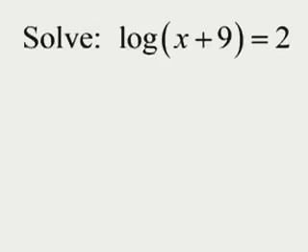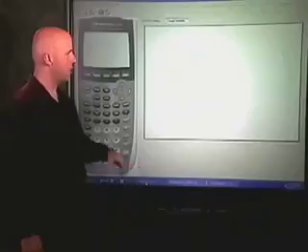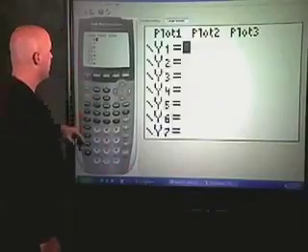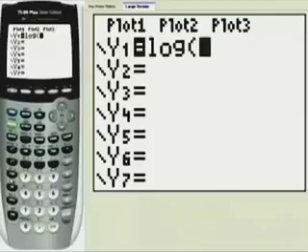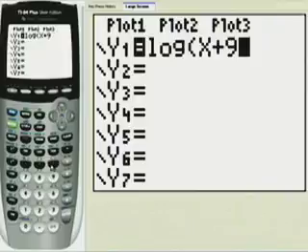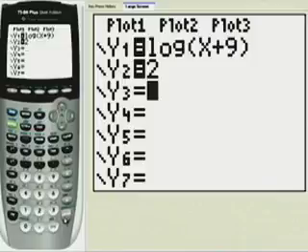To solve this equation using our graphing utility, we first notice that we have expressions on both sides of the equation. So we're going to enter our left side as y1 and our right side as y2 and look for the intersection point of the two graphs. We go to our graphing calculator. In y1, we're going to enter log base 10 of x plus 9, close parentheses, enter. And in y2, we enter the constant 2 as the right side of our equation.